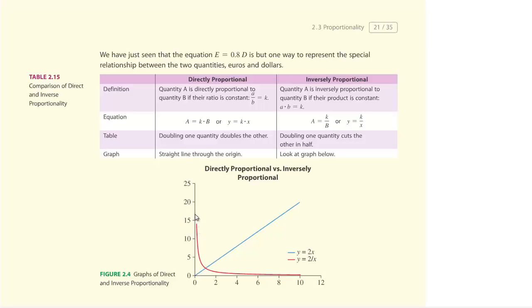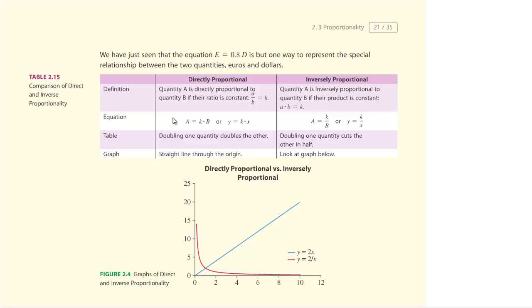So this thing gets asymptotically close to the y-axis and asymptotically close to the x-axis. Basically, it hugs up next to both of them. And that's what happens when you're inversely proportional. But it's basically the difference between y equals kx and y equals k divided by x. And you might be asking yourself, well, how do I know when to use one or the other?